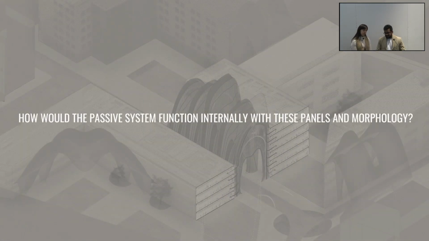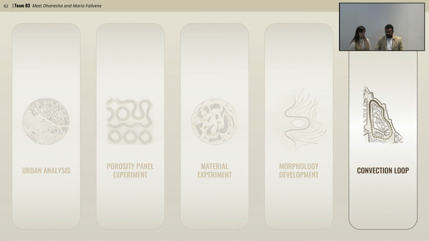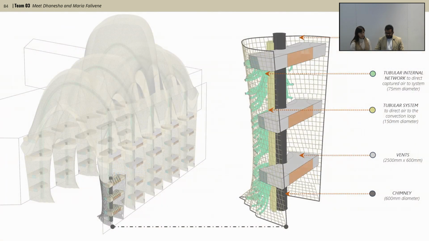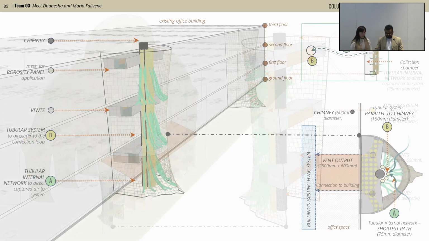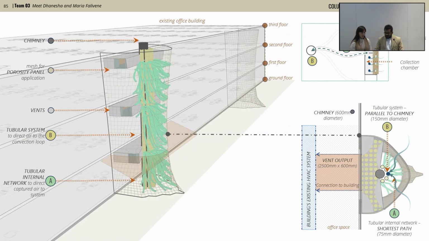So how would this passive ventilation system function internally with these panels and the morphology? For which the internal network system was developed to create the convection loop. The internal network for the convection loop works the same for the entire system. The column on the right is just the part which shows the integration of the internal system, which has multiple tubular networks.